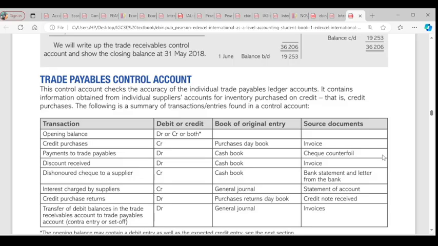Mister, can you please, I'm so confused. If you just say the trade payables, because I already know the trade receivables.